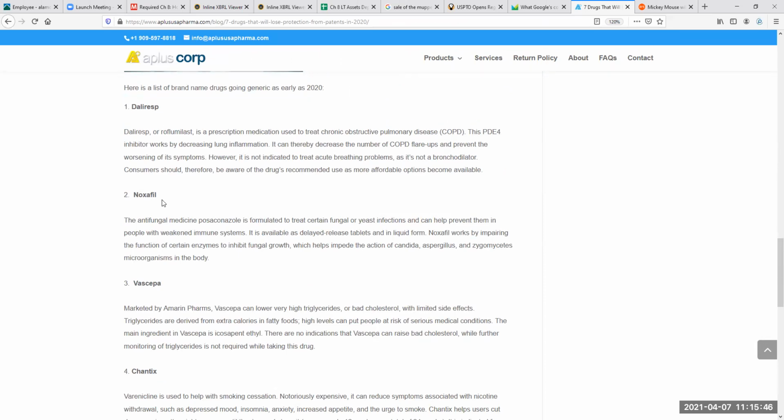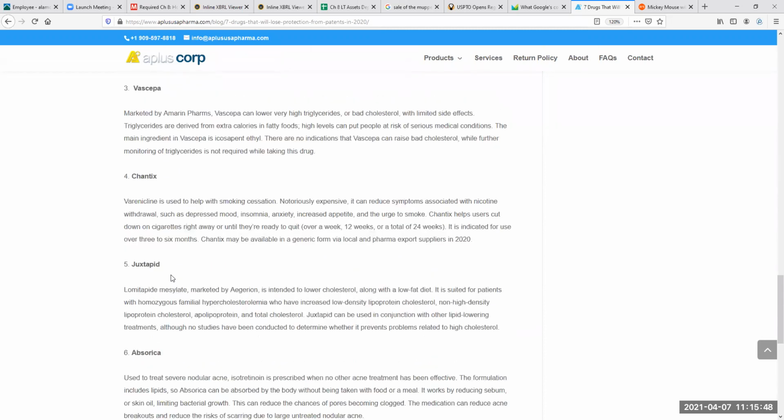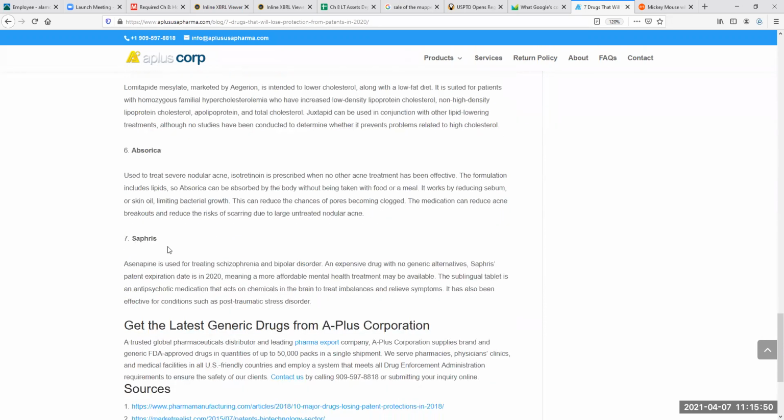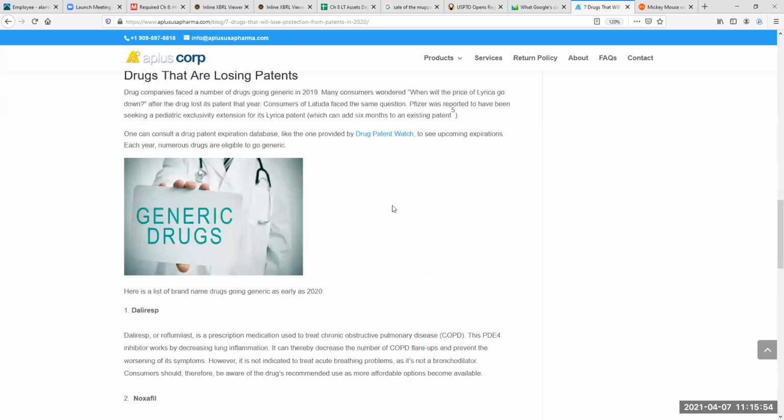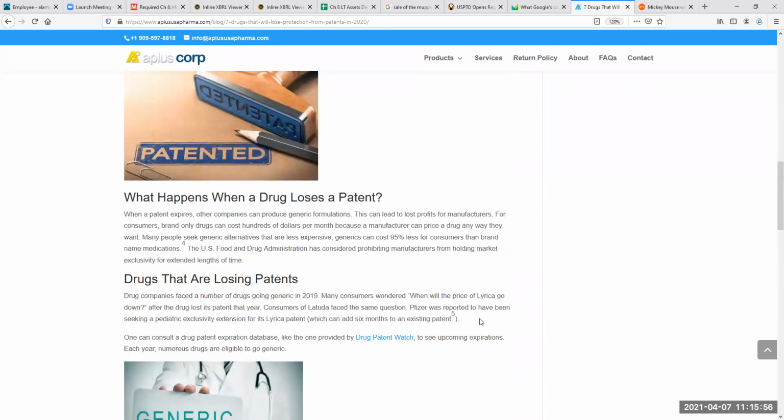Nautilus Rep, Noxafil, Acepa, Chantix, Juxtapid, Absarbica, Saferis. All right. I hope I pronounced all this right. But anyway, patents are issued for 5 years to protect these drug companies so they can recover the cost. It costs a lot of money to invent a new drug and things.